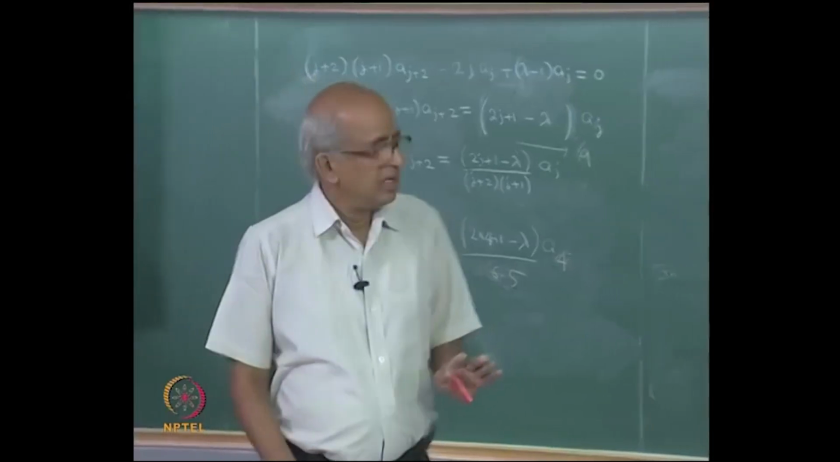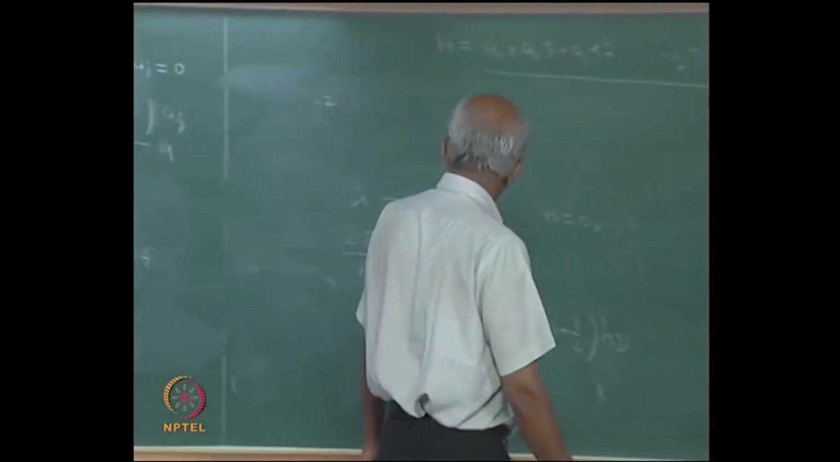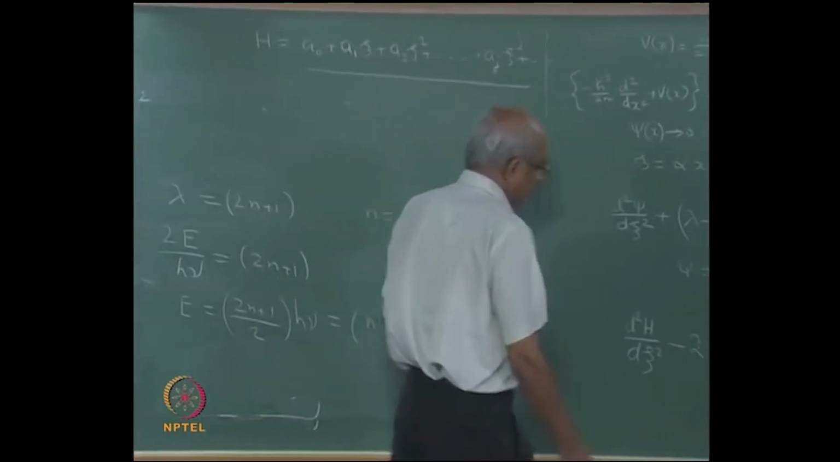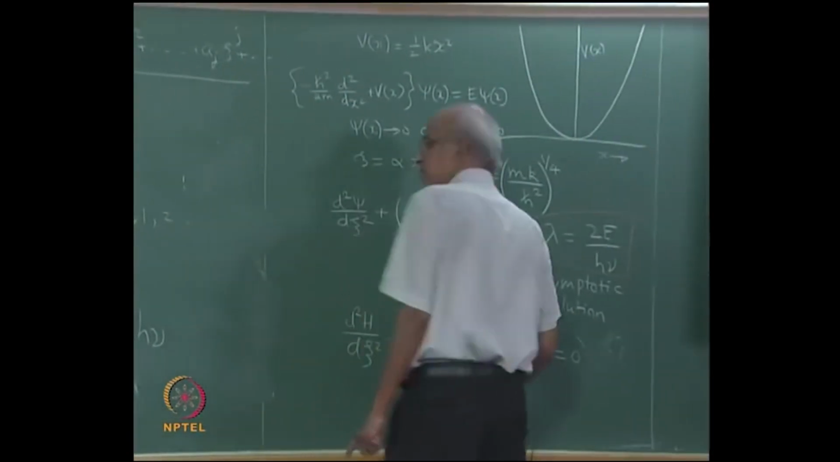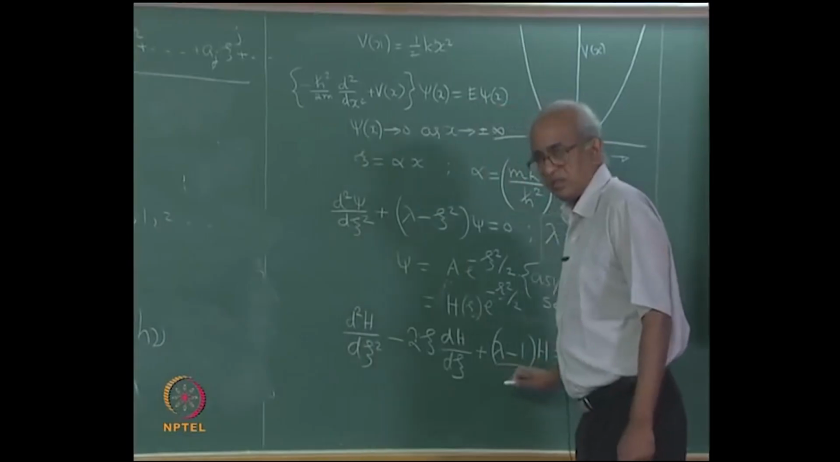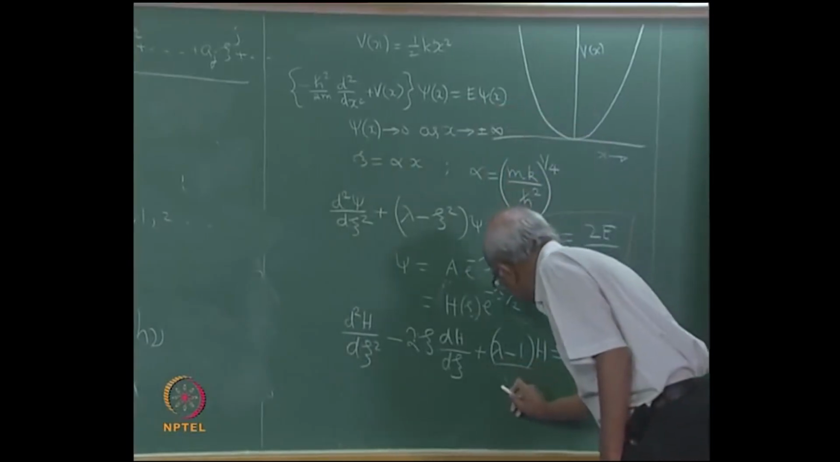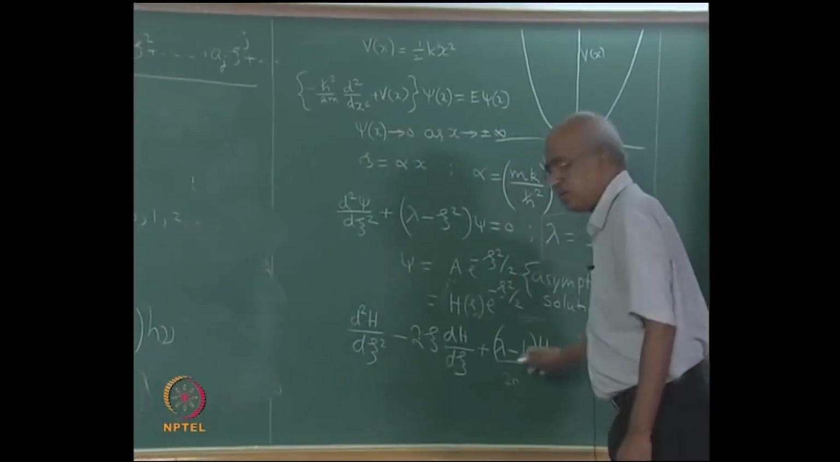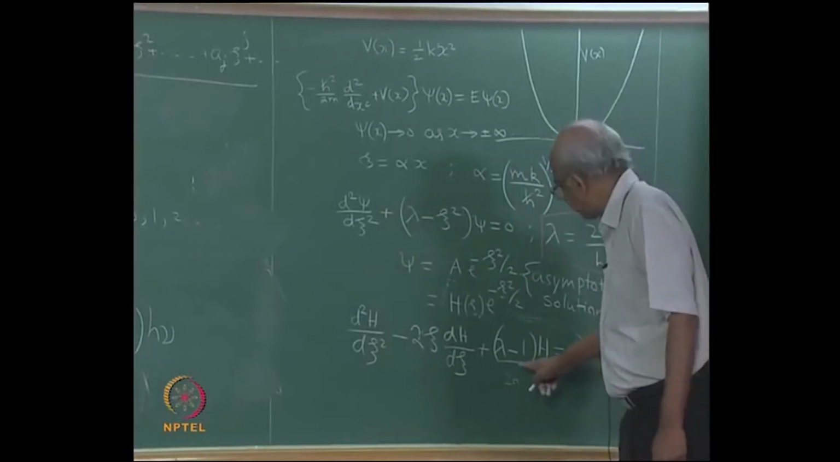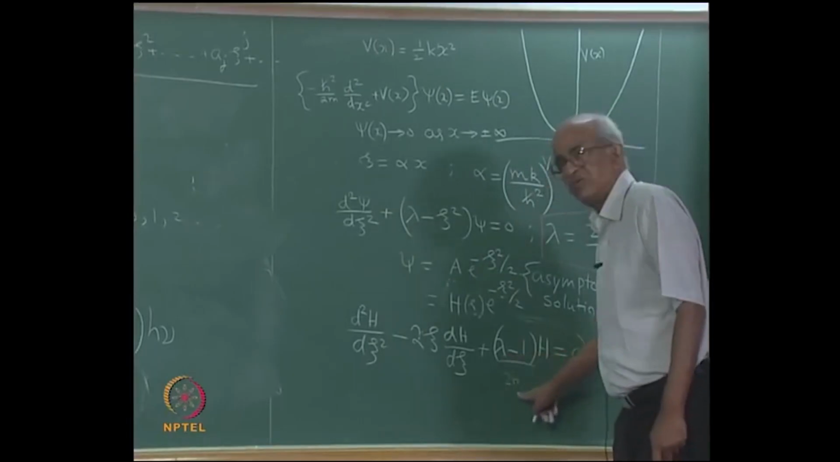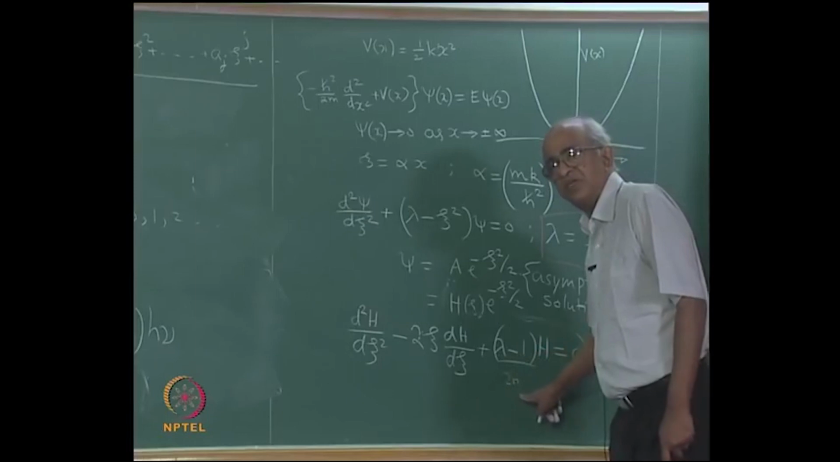Fine. And further, this lambda equal to 2n plus 1 can be put here, and therefore, the solutions that we are looking for have, instead of lambda minus 1, the number 2n here, where n is an integer.